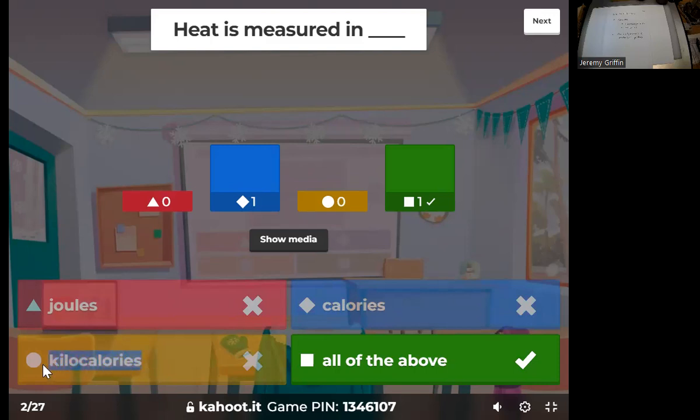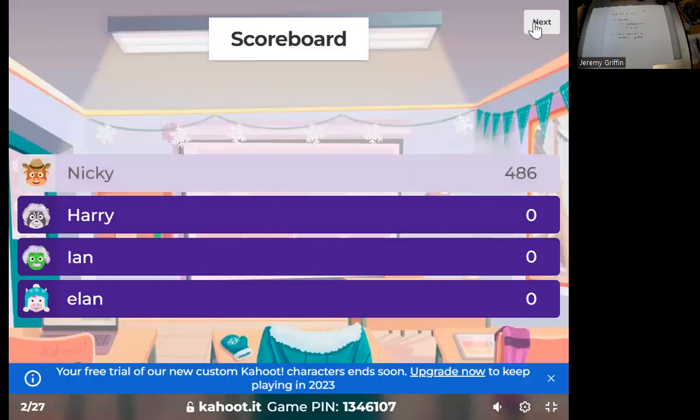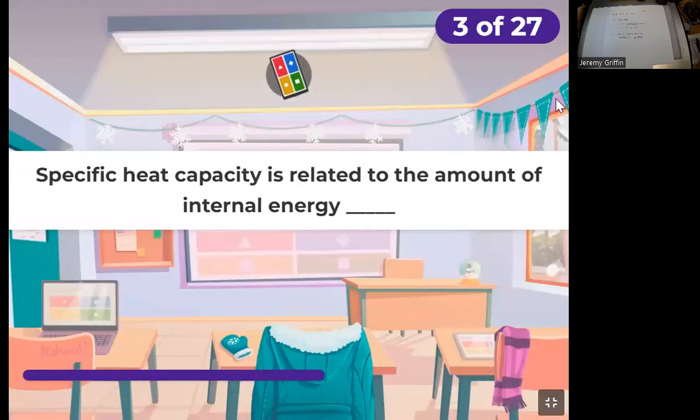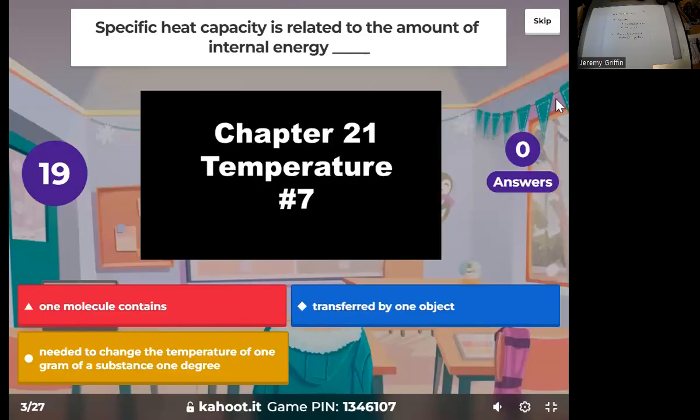Like if you eat something and it says it's 100 food calories, that's actually kilocalories. I want to say a calorie is the amount of energy it takes to raise the temperature of water by 1 degree Celsius, something like that. Anyway, those are all ways to measure energy in general, including heat, because heat is a transfer of thermal energy. Specific heat capacity relates to the amount of internal energy, what?